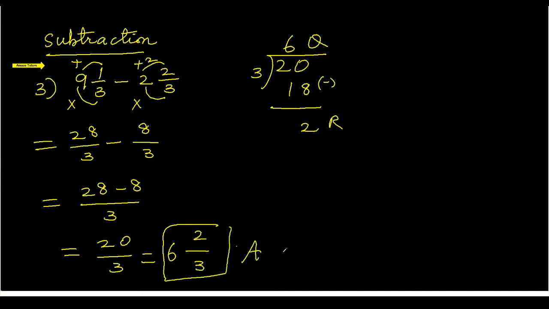Now if you want to check whether you converted that correctly, you can do this in your mind. Convert this mixed number to an improper fraction again. 3 6s are 18, 18 plus 2 is 20. That is what we had. So we converted them correctly. This is the subtraction with the same denominator. I would like to show you one more example of subtraction with different denominators.